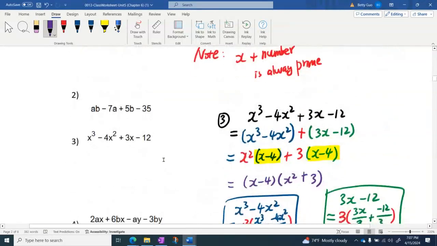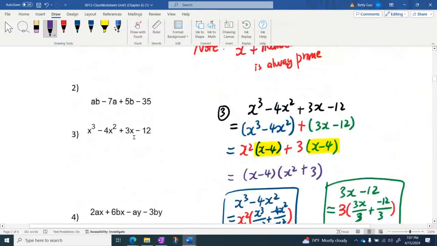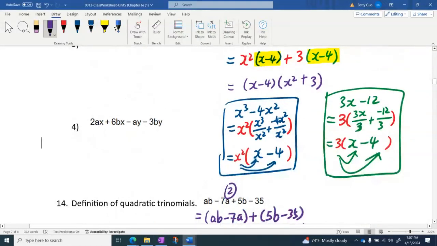Then please try number 4 here. 2ax plus 6bx minus ay minus 3by. Just a bunch of too many variables. But the method is the same. The process is the same.